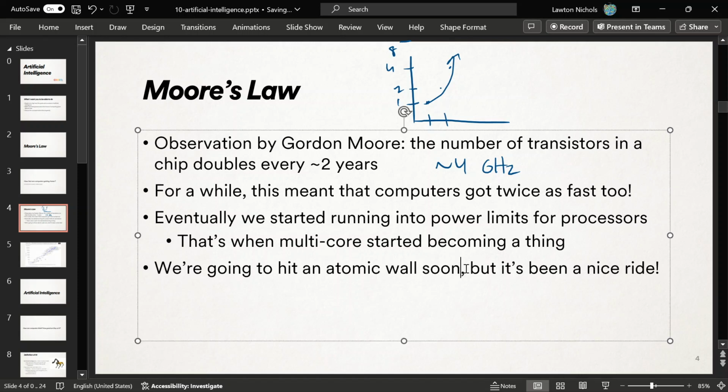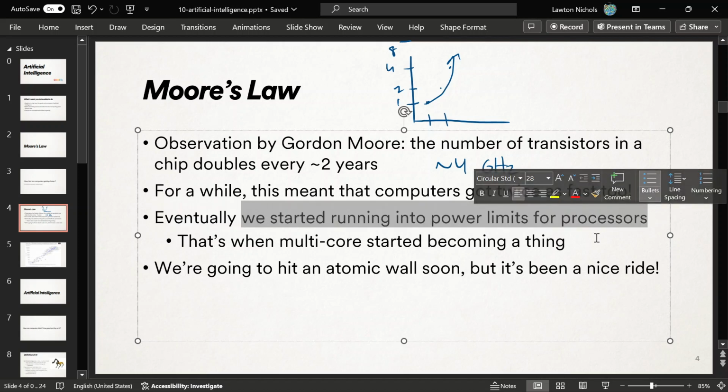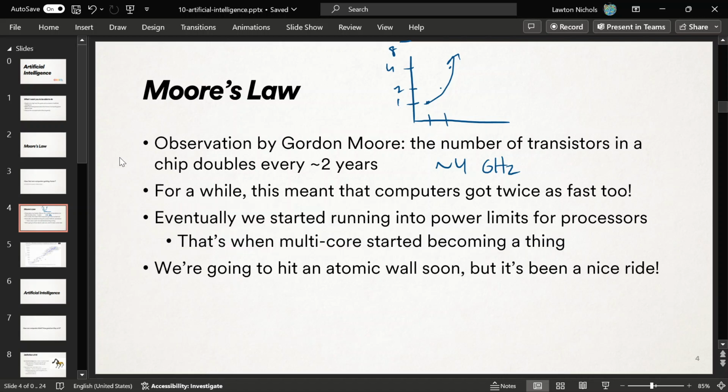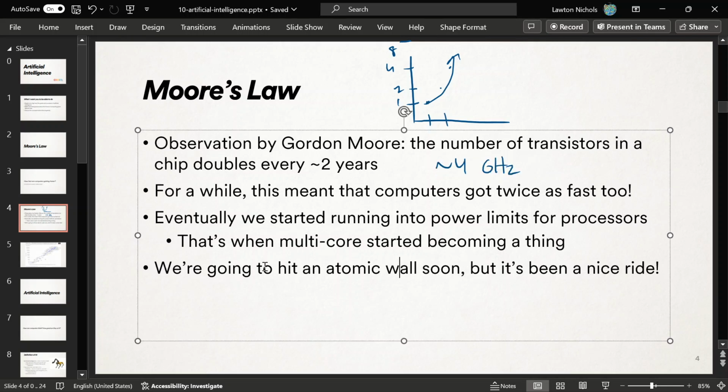There's also another wall that we're about to hit, by the way: power limits. The reason we were still able to double the number of transistors is that we just made multi-core processors. That's what happened in the late 2000s. So we kept the same 4 gigahertz processors, but we just put a bunch of them in a certain spot. So we still doubled transistors, but we're also about to hit an atomic wall soon, which is fun.